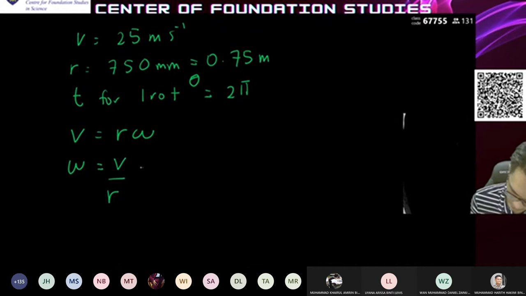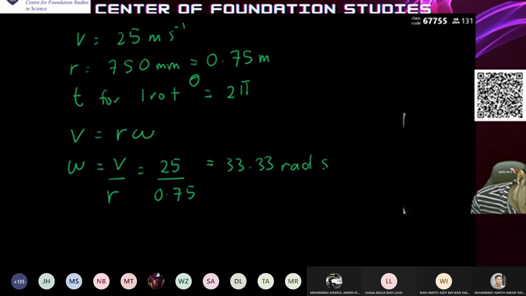So v is equal to 25 and the radius is 0.75. So what is the omega? Thirty-three point three three radian per second. Okay, so this is angular velocity. This is not the time. So how to find the time?